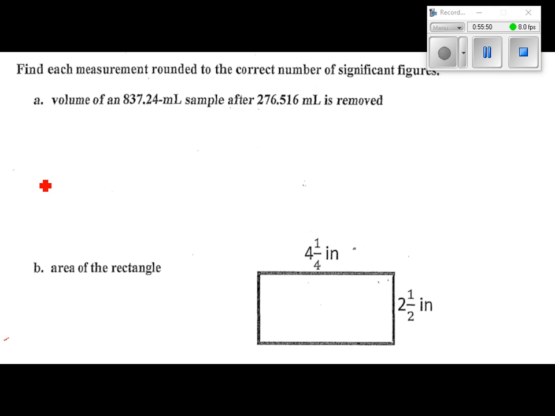Find each measurement. Volume 837.24. Have your calculators out again so we hurry up and get through this. 837.24 minus 276.516. Dang. Got almost all the way through it before it started doing it. I was doing something right. Sean, what was I doing that made it go right?